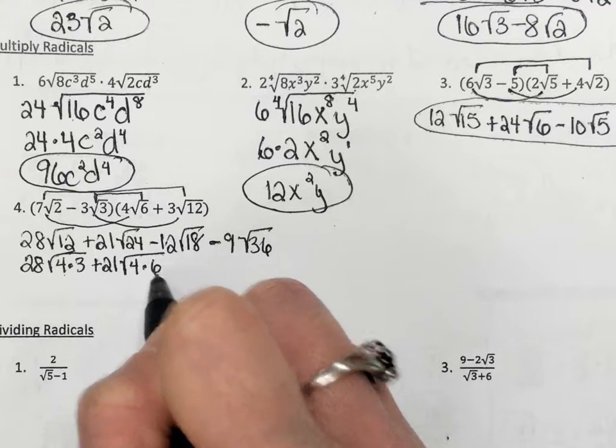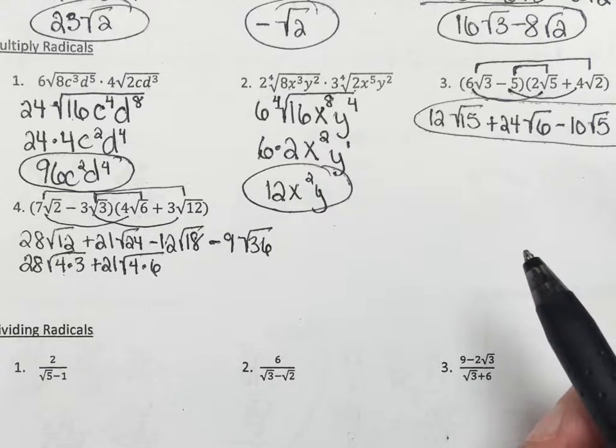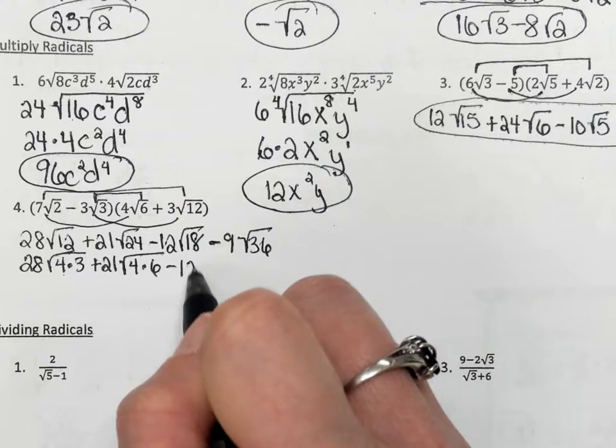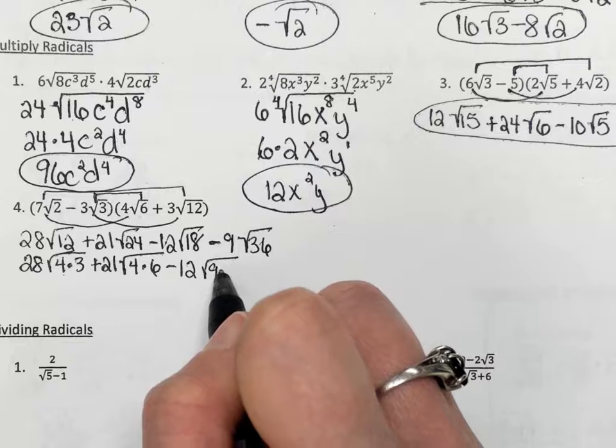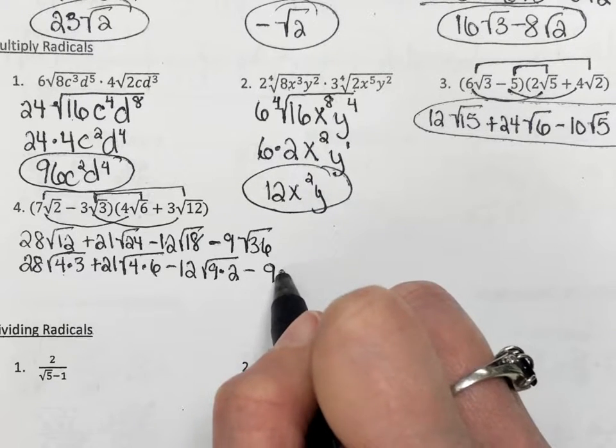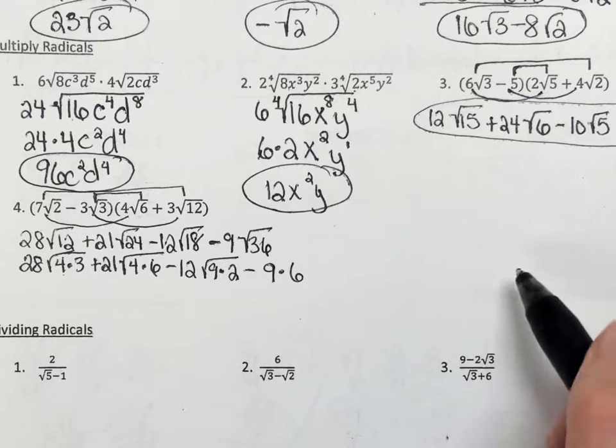4 times 6. Very good. Why did I not use 8 and 3? 8 is not a perfect square, Grace. Perfect. All right, what about 18? 9 times 2, good. There we go. What about 36? 6, good. Everybody good?